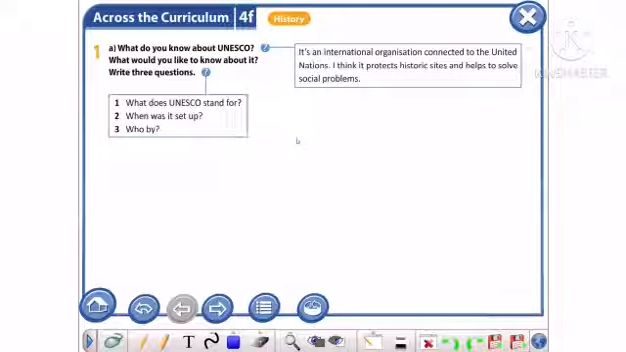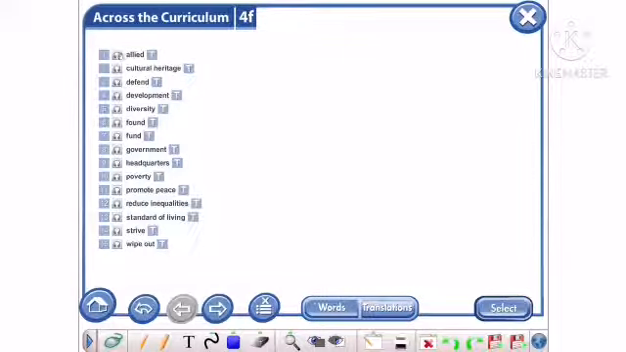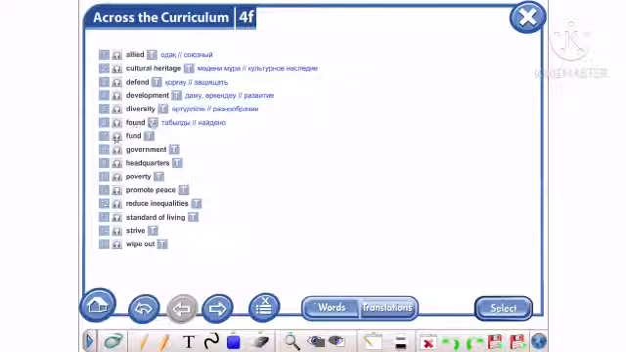Now listen new words. Allied. Cultural heritage. Defend. Development. Diversity. Found. Fund. Government.